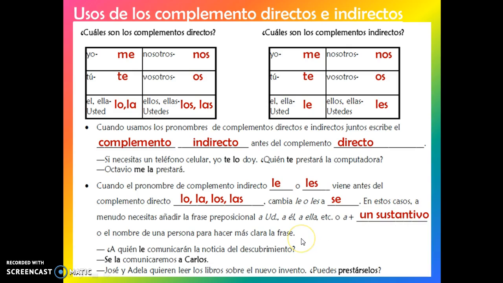Let's take a look at down here. ¿A quién le comunicarán la noticia del descubrimiento? Who are they going to communicate the news of the discovery to? Se la comunicaremos a Carlos.